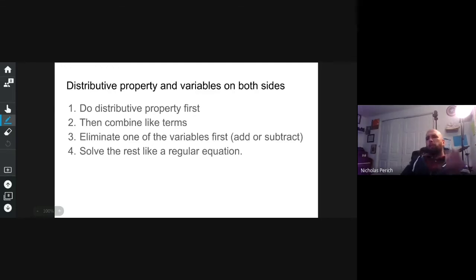So if you see distributive property, you should always do that first. If you have to combine like terms, then do that next. Then do what we've been doing: eliminate one of the variables, the smaller one, by subtracting it probably or maybe even adding it to both sides, and then solve the rest like a regular equation.